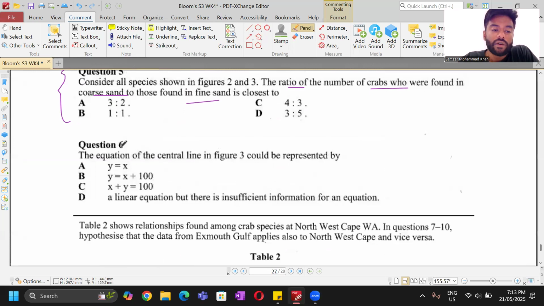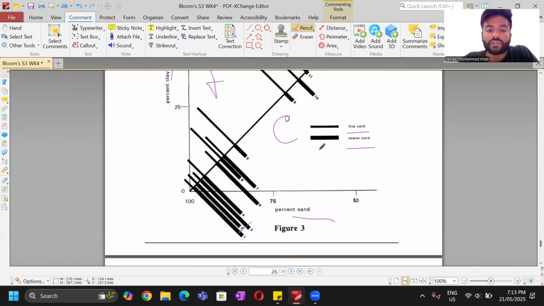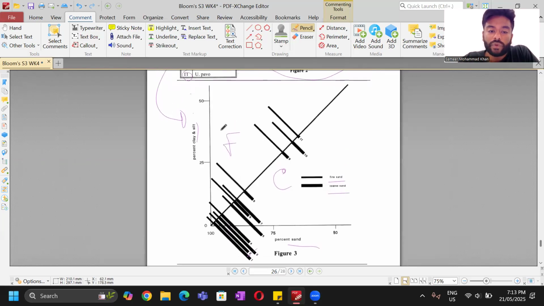Okay, question 6. The equation of the central line in figure 1 could be best represented by what? Okay, so here we have a central line, and it's asking us to format it into an equation. So how would we do it? Well, it's very easy to go with our y equals mx plus c model, right? Because that's what we've been taught in high school.